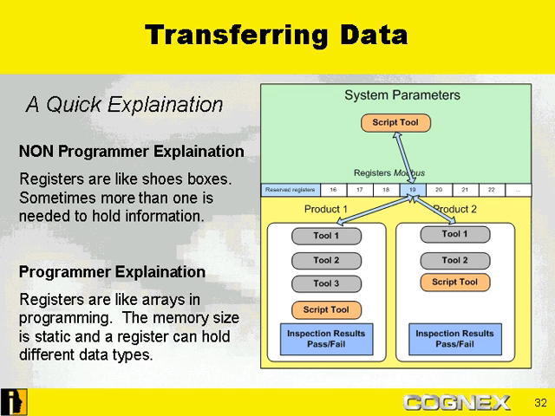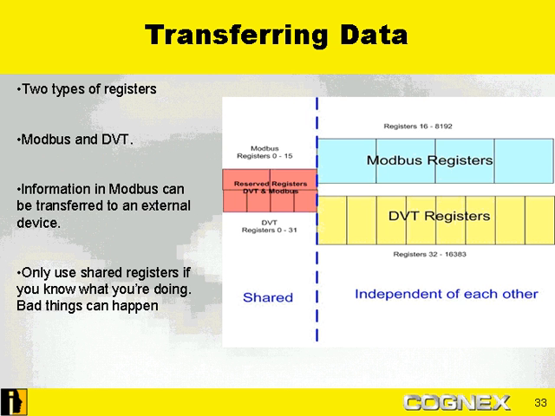For instance, here you're showing that all these 3 scripts in our product can access the same register space. The description here is there's a limited number of registers. There's 16,000 DVT registers, and I think there's 64 modbus registers, if I recall. There are 8,000 modbus registers. Okay, so registers 16 to 8,000 are available for modbus, and then you have registers 32 to 16,000 for DVT registers.